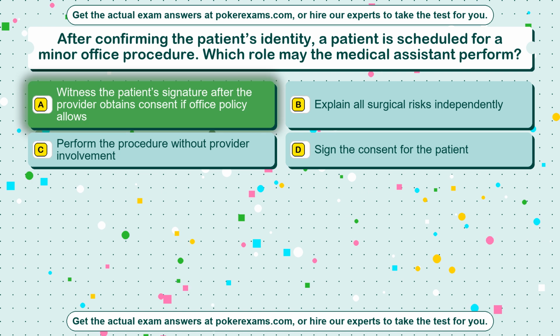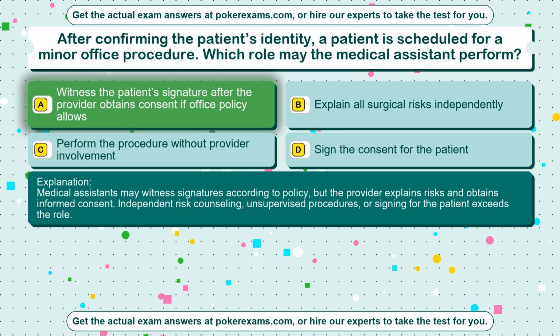The correct answer is option A. Witness the patient's signature after the provider obtains consent if office policy allows. Medical assistants may witness signatures according to policy, but the provider explains risks and obtains informed consent. Independent risk counseling, unsupervised procedures, or signing for the patient exceeds the role.